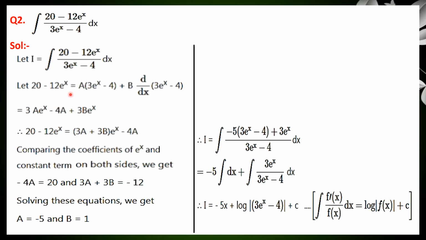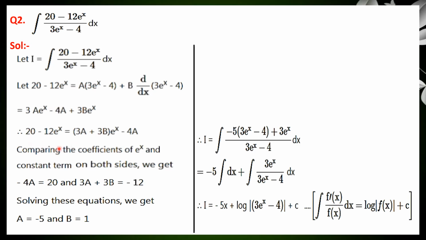So the numerator is expressed as a into denominator plus b into derivative of denominator. That is, 3a into e raised to x minus 4a, plus b into the derivative of 3 e raised to x, which is 3 e raised to x itself. So we get 20 minus 12 e raised to x as 3a plus 3b into e raised to x, minus 4a. E raised to x is common in these two terms, so taken together.